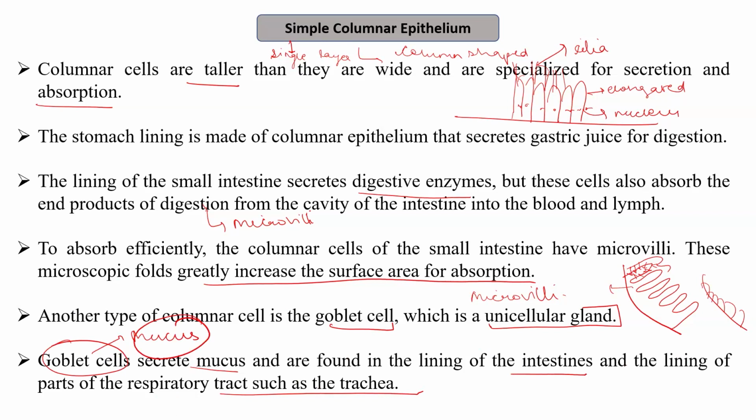This mucus helps in interacting with the microorganism or dust particles, and therefore preventing the entry of the dust or the microorganism into the system. So they act as the line of barrier for the entry of microorganisms. Also, what is the function of mucus in the intestine? In the intestine, it prevents the intestinal lining from getting destroyed by their own digestive enzymes, by acting as the barrier between the cells and the digestive enzymes.